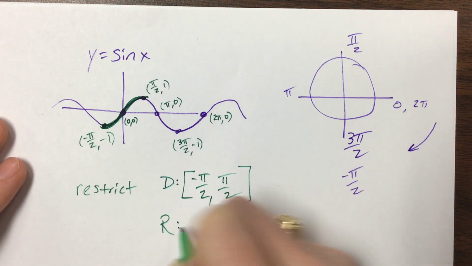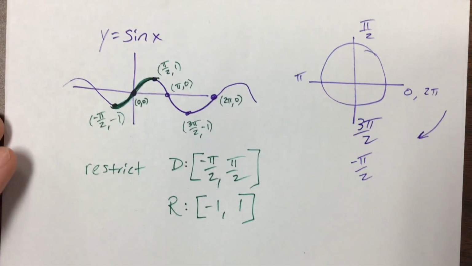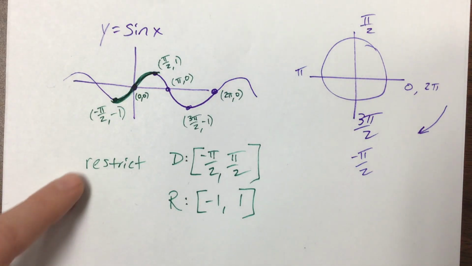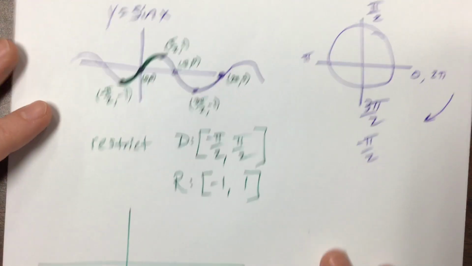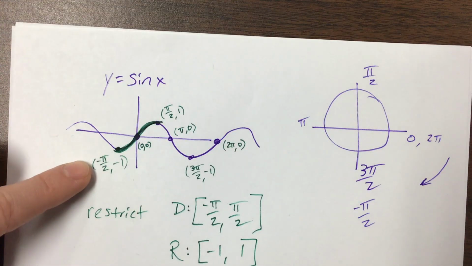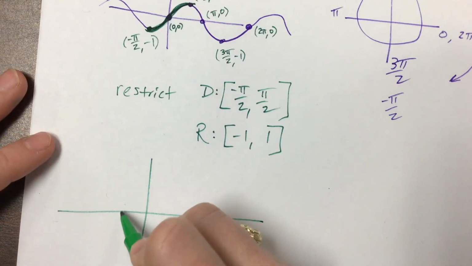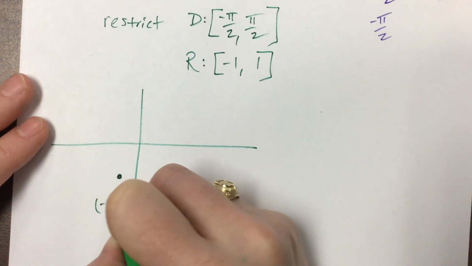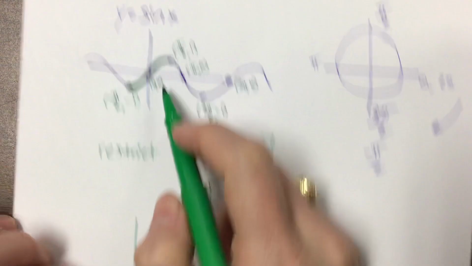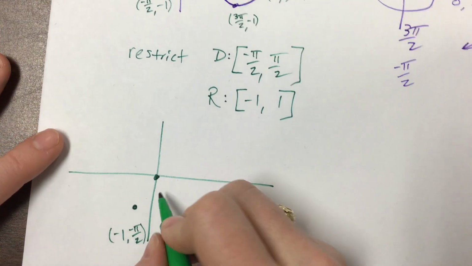And the range, as always, is from negative 1 to 1. So now when I go to find the inverse of that graph, I'm going to switch my x's and my y's. So instead of negative pi over 2, negative 1, I now have negative 1 and negative pi over 2. So negative 1, negative pi over 2 down here somewhere. I still have 0, 0, switch them. We're still at 0, 0.